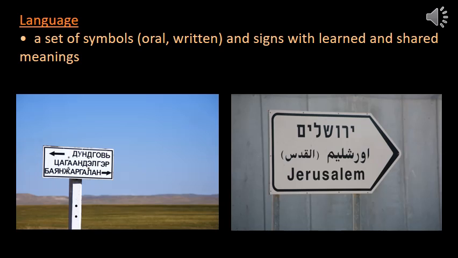Languages can be written, they can have a written aspect, but not necessarily. Some languages just have the oral aspect, and it is still a language. Symbols and signs are not written, they're heard and voiced.